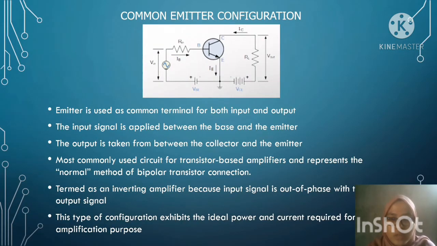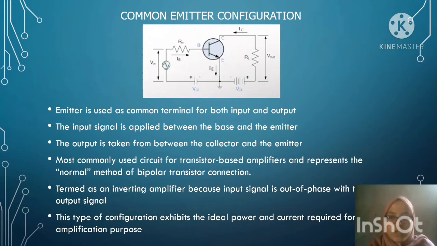Right now let's take a look at the last configuration of BJT, which is the common emitter configuration. In this configuration, the emitter terminal is used as the common terminal for both input and output. The input signal is applied between the base and the emitter. The output is taken from between the collector and the emitter.